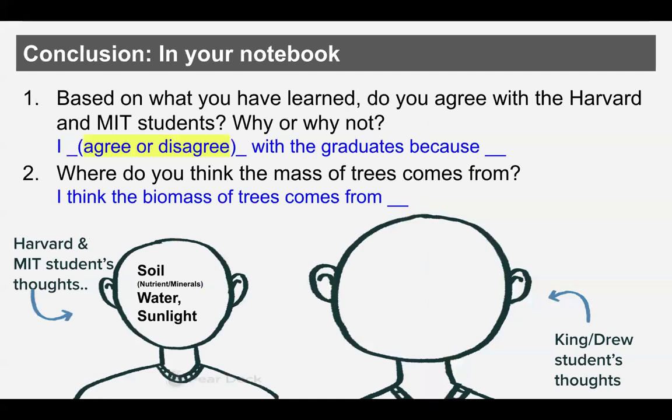So finally, in your notebook, I want you to answer these two questions. Based on what you have learned, do you agree with the Harvard and MIT students about where the biomass of trees comes from? Why or why not? And right here, you can see the Harvard and MIT students. I put their thoughts in this head. They thought that it came from the soil in the form of nutrients and minerals. They thought that the biomass of a tree came from water, and they thought that the biomass of a tree came from sunlight. So I want you to make an evaluation, agree or disagree, and tell me why.